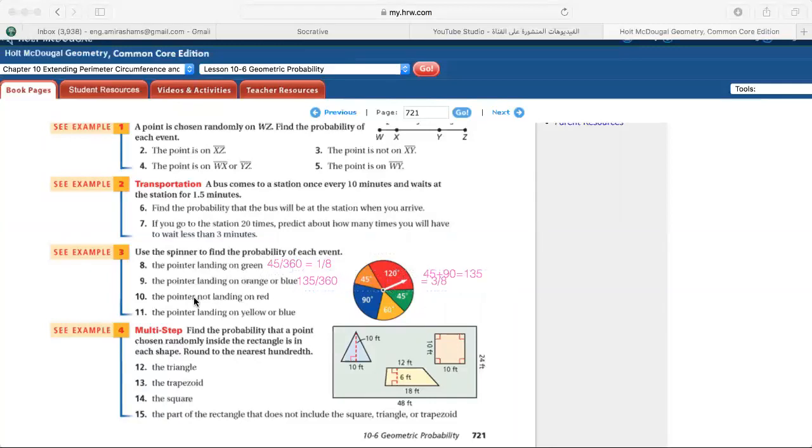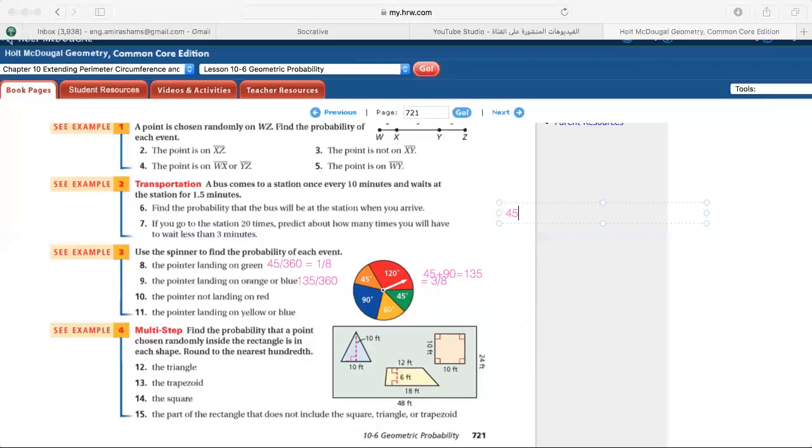Okay, then the pointer not landing on red. I have two ways to do this. Not landing on red, so I can add 45, 90, 60, 45 over 360, or the total is 360 and I exclude the red from it, so it's 360 minus 120. I will show you the two ways. The first way: the pointer not landing on red can land on the orange, on the blue, on the yellow, and on the green.